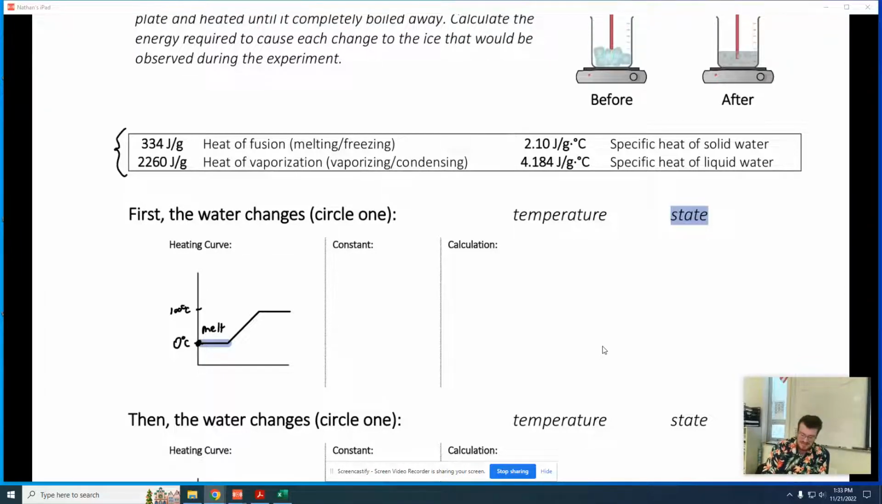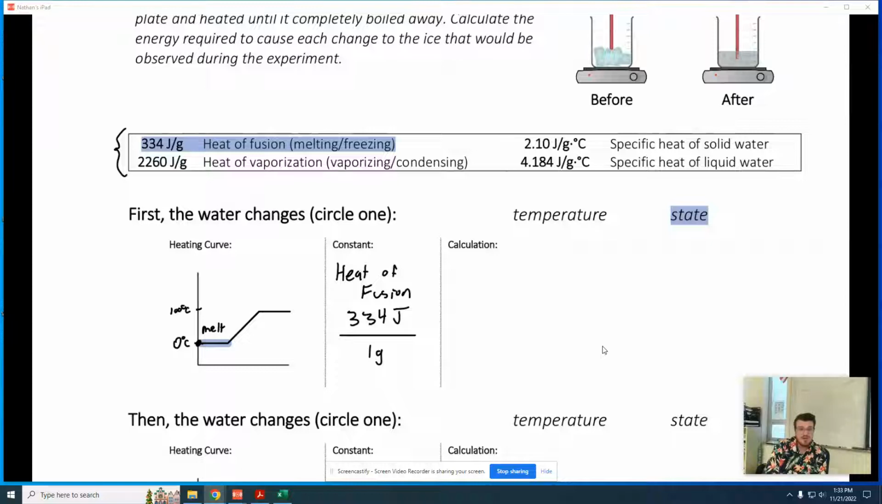What's nice is that if we can recognize that this is melting, we can recognize that we should be using our heat of fusion. So when it comes to the constant, we're going to use heat of fusion, which says that it takes 334 joules of energy to melt exactly 1 gram of water.